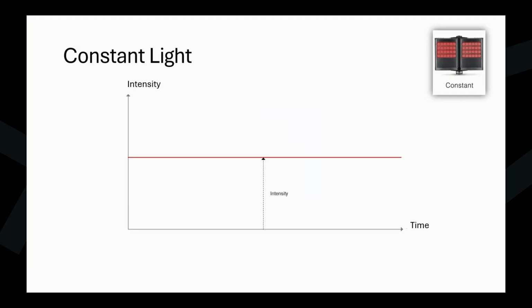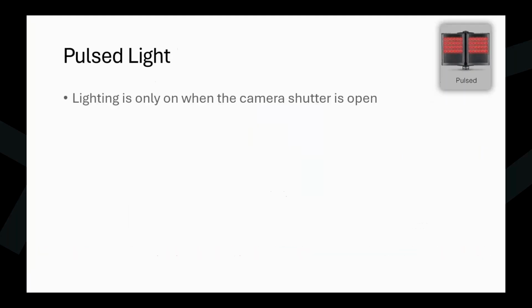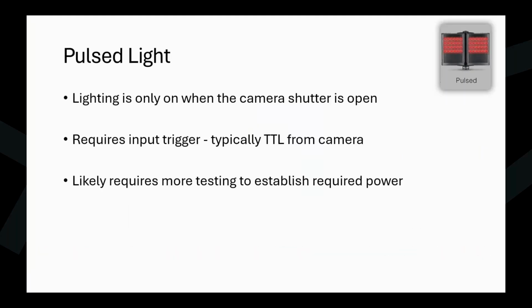So a pulse product is only on when the camera shutter is open. The important thing here, though, is that the pulse products require a specific input trigger, specifically a TTL input or output from the camera, rather. And so if you're looking at a pulse product as a potential solution, you need to make sure that the compatibility is possible between the camera and the lighting.